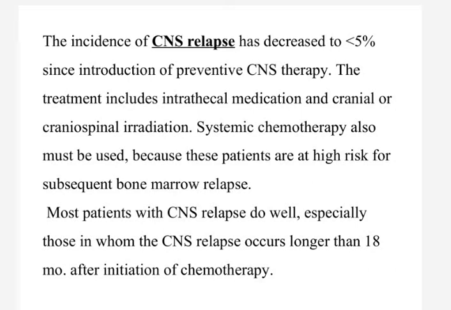The incidence of CNS relapse has decreased to less than 5% since the introduction of preventive CNS therapy. The treatment includes intrathecal medication and cranial or craniospinal irradiation. Systemic chemotherapy also may be used because these patients are at risk of a subsequent bone marrow relapse. Most patients with CNS relapse do well, especially those in whom the CNS relapse occurs longer than 18 months after initiation of chemotherapy. So the earlier the relapse, the worse the prognosis; later on, it is better.